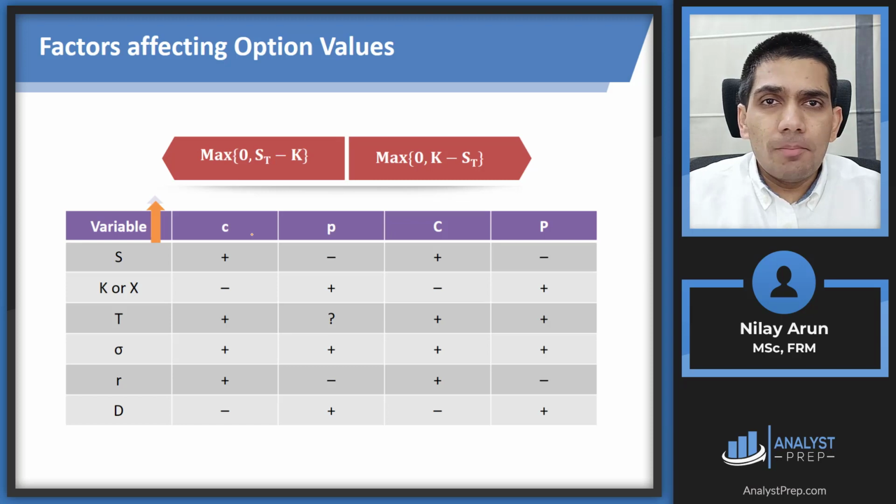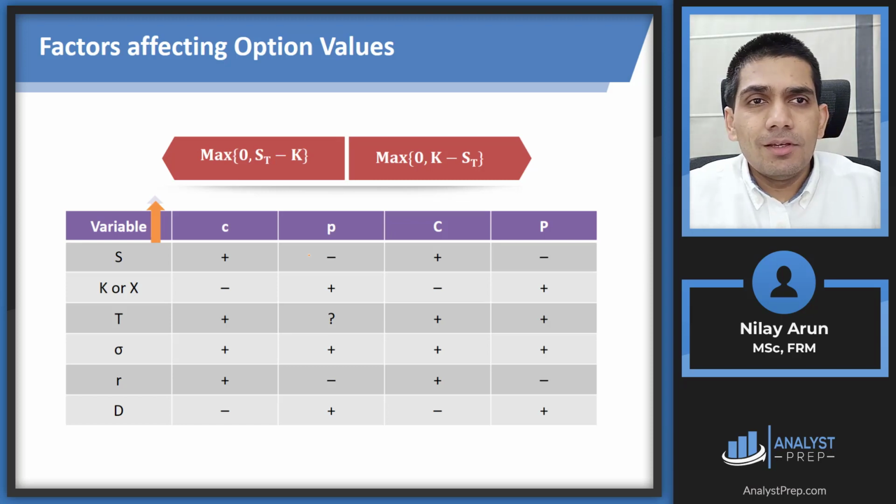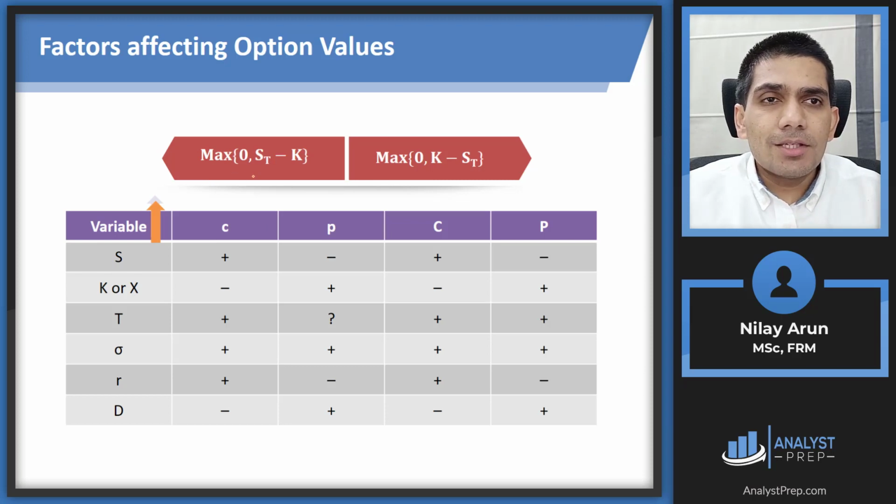Now let's go to the main topic, that is the factors affecting option values. This is the payoff that you have for the call position and this is the payoff that you have for the put position. These are the various variables that we are going to discuss. Remember, these are the 6 factors that affect the option values.